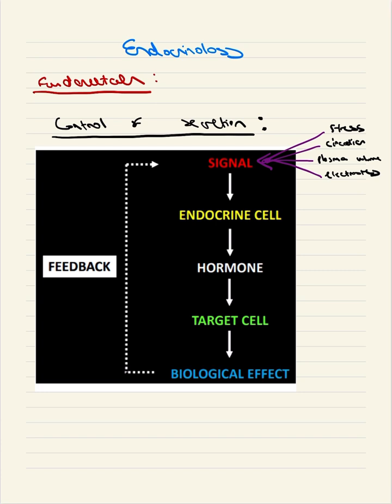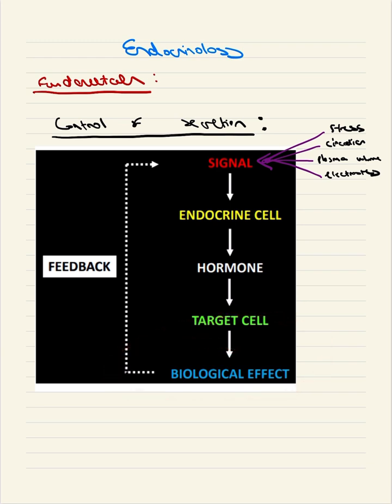This signal is going to alert the endocrine cell, which is the cell that will secrete the hormone. The cell secretes the hormone, which has a target, and the hormone is going to come to the target and tell it, hey, you have to do something about this. And then there's going to be a biological effect.